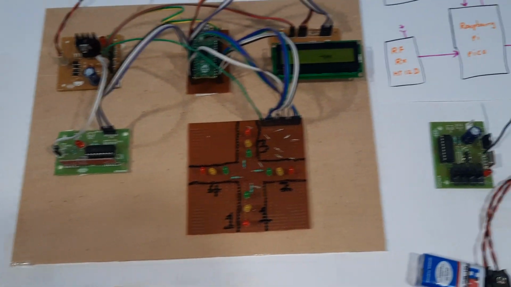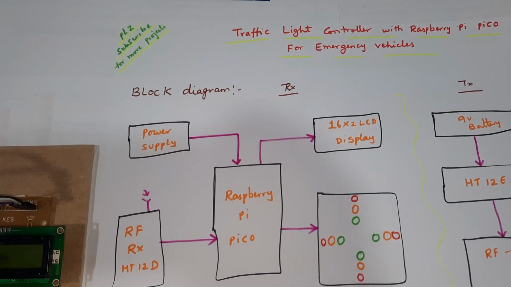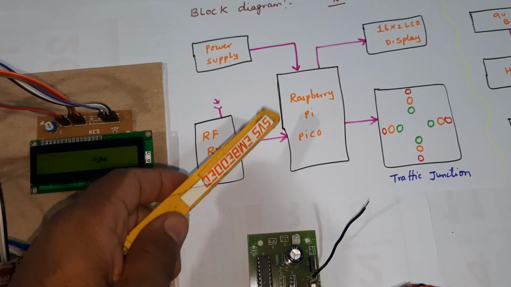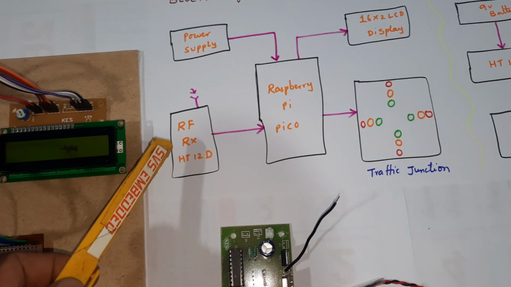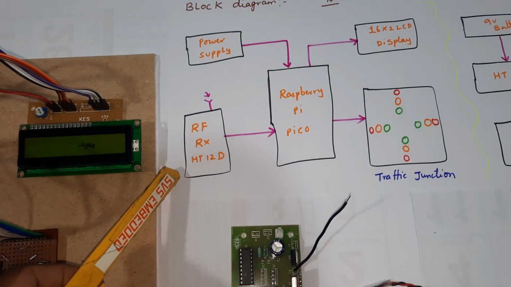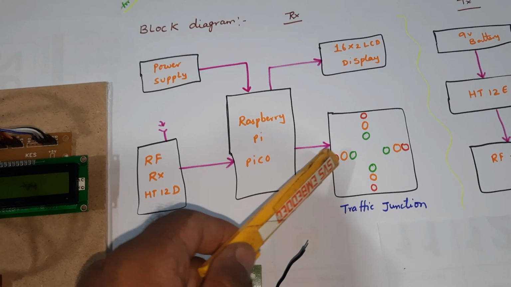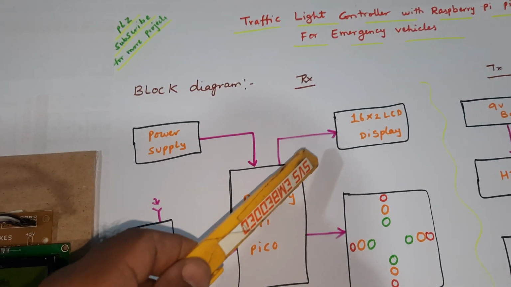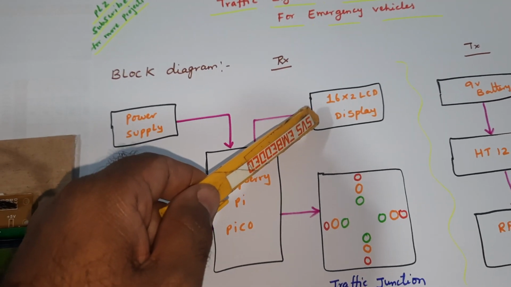The project title is Traffic Light Controller with Raspberry Pi Pico for Emergency Vehicles. Here we are using a Raspberry Pi Pico RP2040 IC, an RF receiver unit with HT12D decoder, a 4-lane junction with traffic lights for lanes 1, 2, 3, 4, and a 16x2 LCD display. Whatever process is going on should be displayed on the LCD.